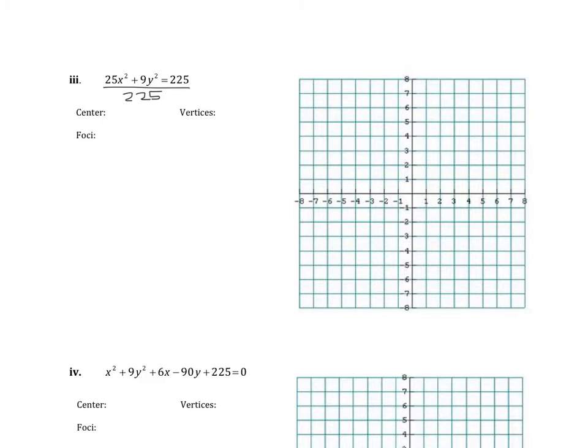So 25x squared over 225 is the same as saying x squared over 9, because 25 goes into 225 9 times. Okay. And the 9y squared over 225 is going to be y squared over 25 equals 1. Right, and now this looks just like the first one we graphed, right? So now it's in a form that we're familiar with, and like I said, it looks exactly like the first one we graphed. This is an ellipse with a center at the origin.